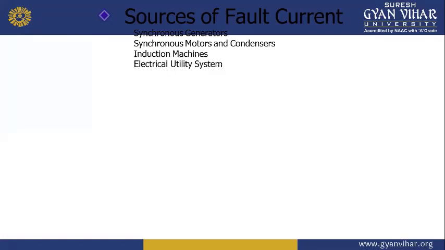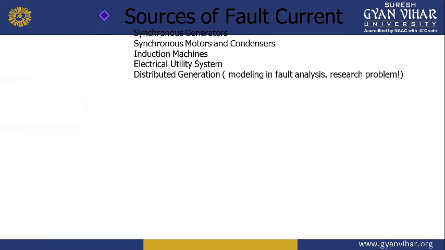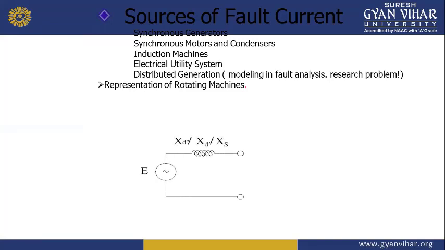Now, what are the sources of fault current? The very first sources are synchronous generators, synchronous motors and condensers, induction machines, electrical utility systems, and distributed generation. Representation of rotating machines: now look at this. This is a representation of a rotating machine where E is the induced EMF, and Xd double dash, Xd dash, and Xs are the reactances at the various time intervals.